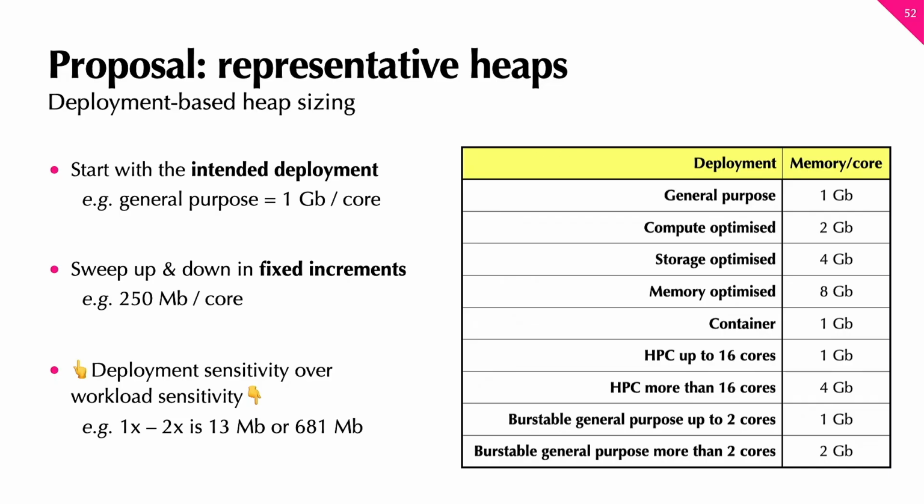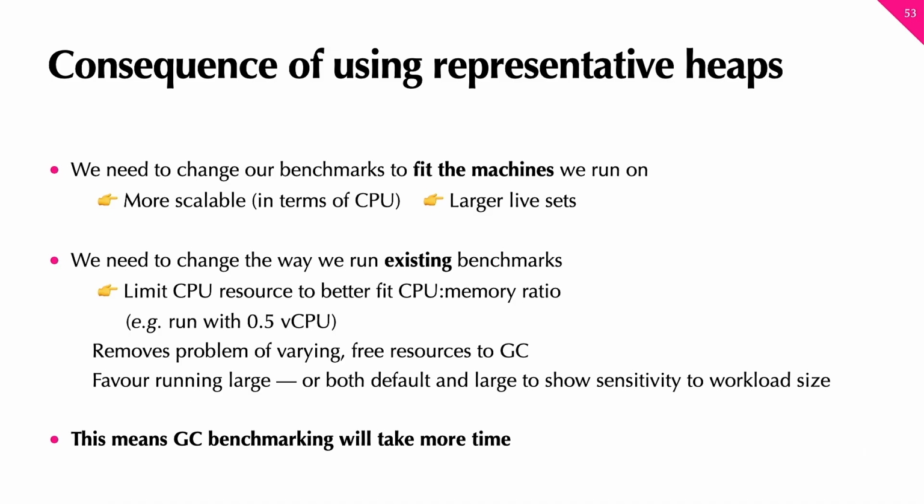And I guess this is because we're building GCs today for a different class of machines than what we used to some time ago. So if we now take these representative heaps and start using them, what's the consequence? Well, the consequence is, of course, we need to change the benchmarks to fit the machines that we use to evaluate GC, right? So we want them to be more scalable in terms of CPU, and we also want to have these larger live sets. We need to use more of the memory that's actually on the machine, right?